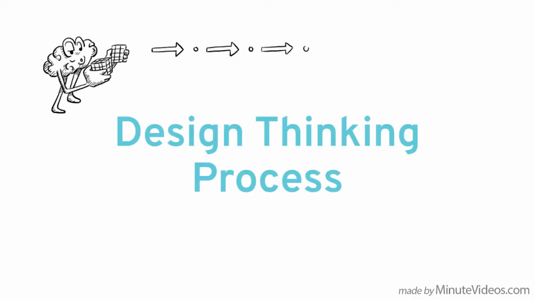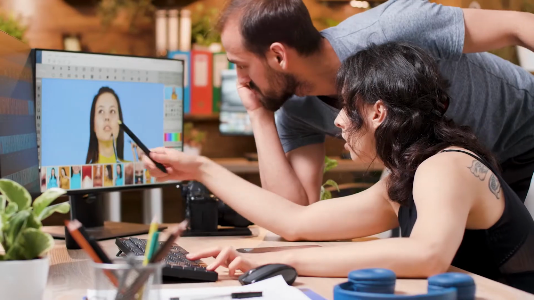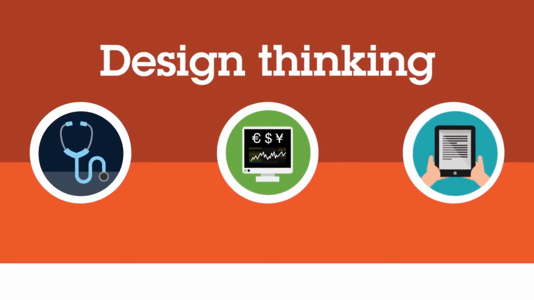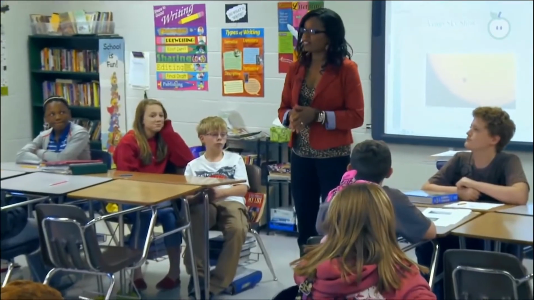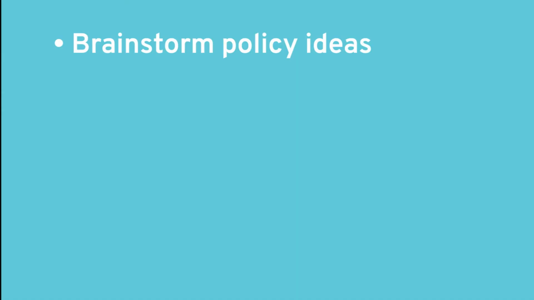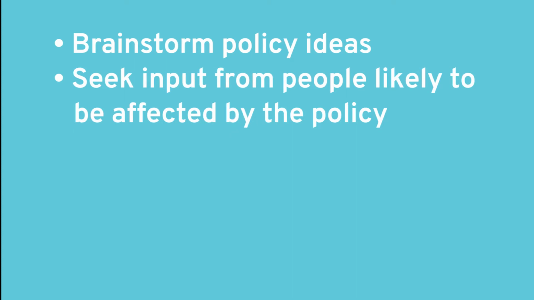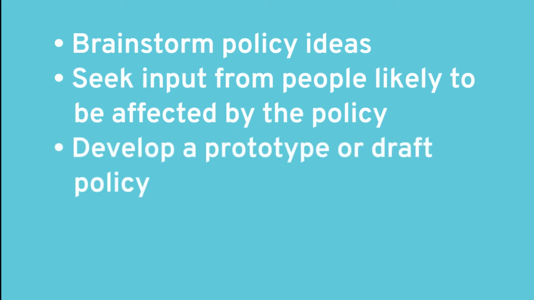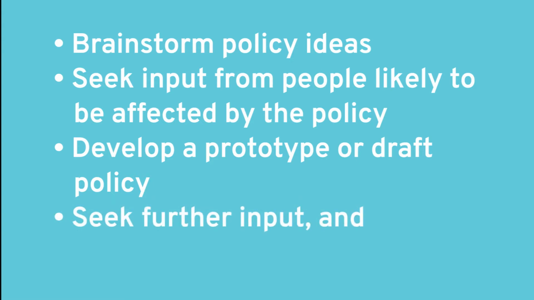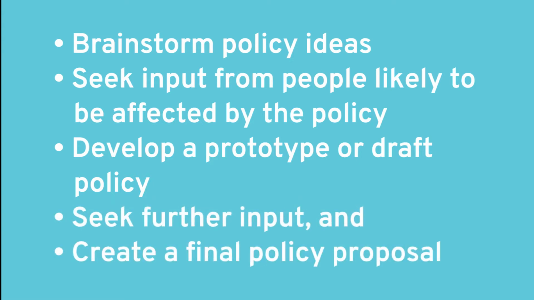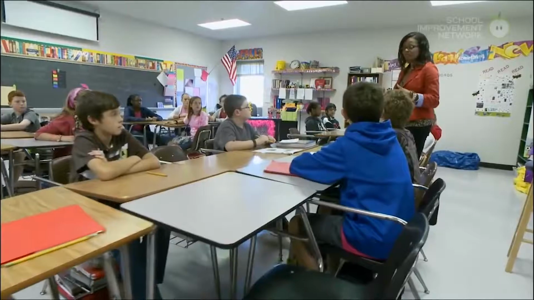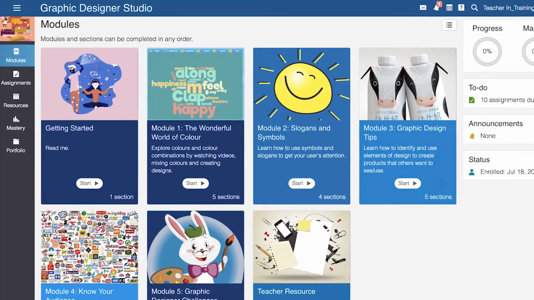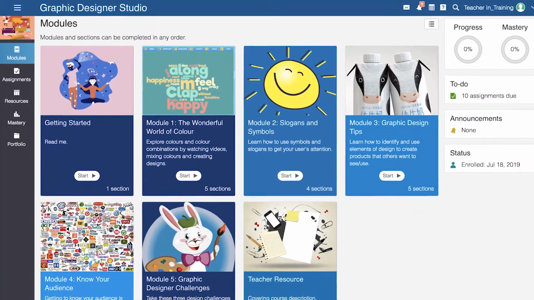By using the design thinking process, your students will not only be working like industry professionals, they will employ a model that can also be applied in any project-based assignment. In the social sciences, for example, students proposing policies for sustainable economic development might brainstorm policy ideas, seek input from people likely to be affected by the policy, develop a prototype or draft policy, seek further input, and create a final policy proposal. The versatility of the design thinking process makes it a valuable tool for students in almost any discipline. This 5-module course will give your class the opportunity to put it into action.